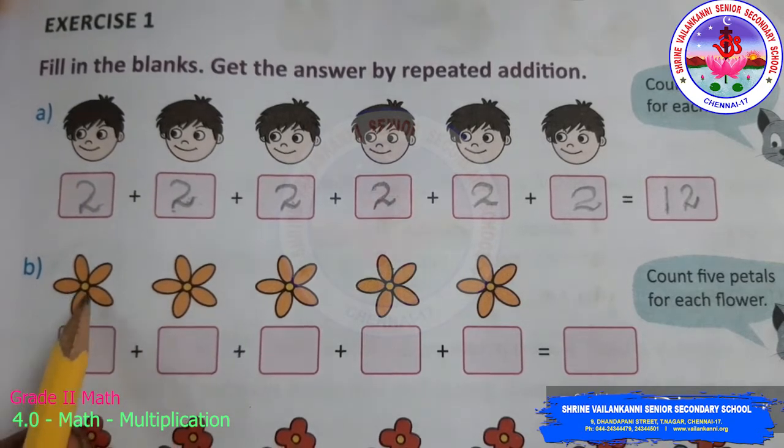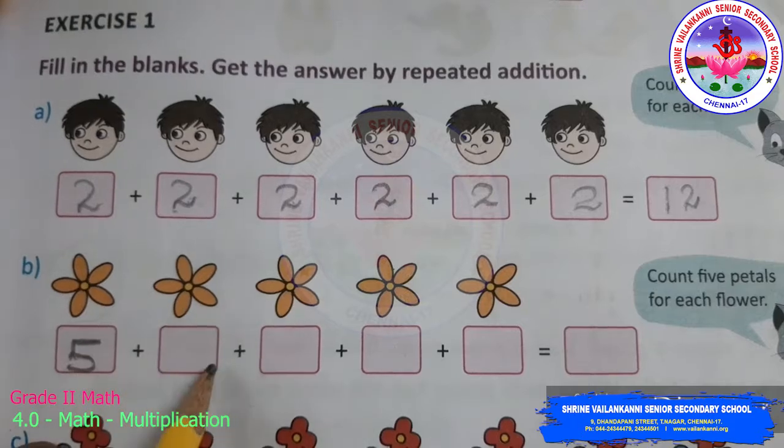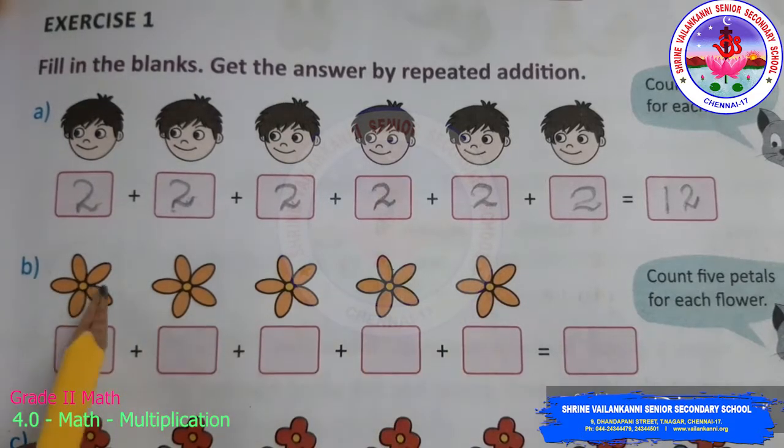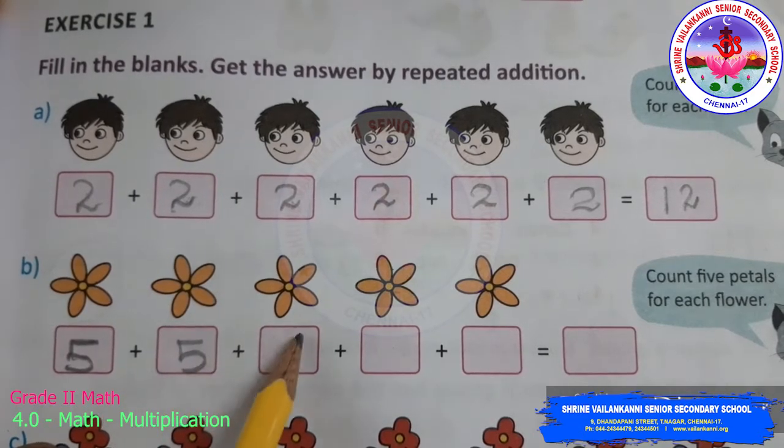Okay, so I'm going to count the petals. 1, 2, 3, 4, 5. So each flower has how many petals? 5 petals. How many flowers are there? 1, 2, 3, 4, 5. That means there are 5 groups. So in each group there are 5 petals.